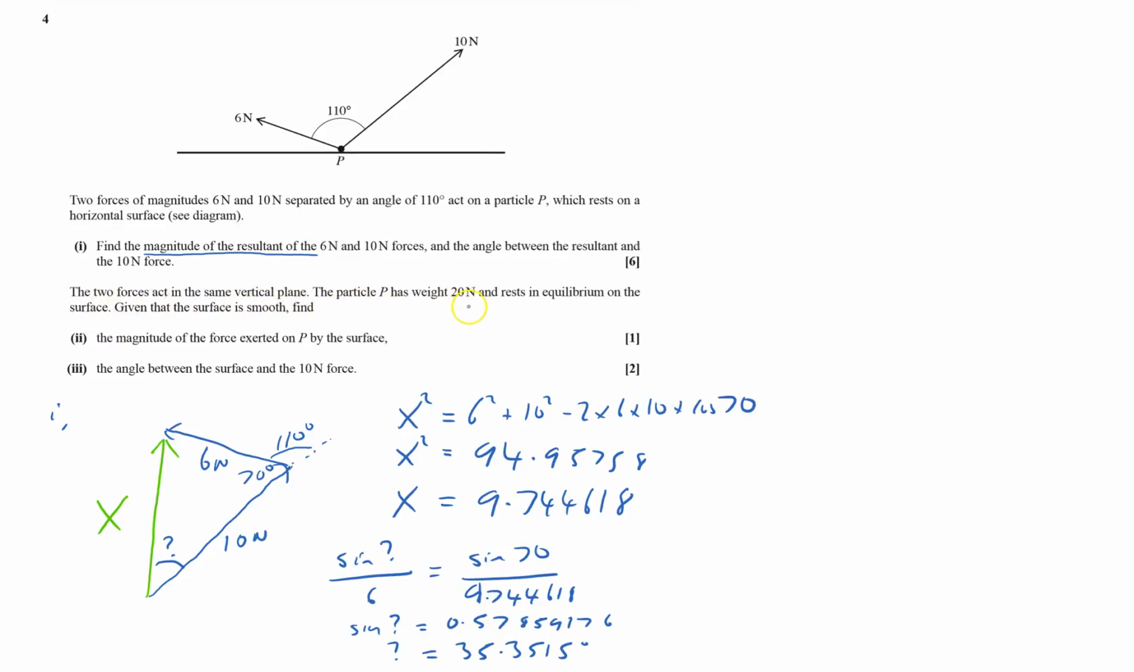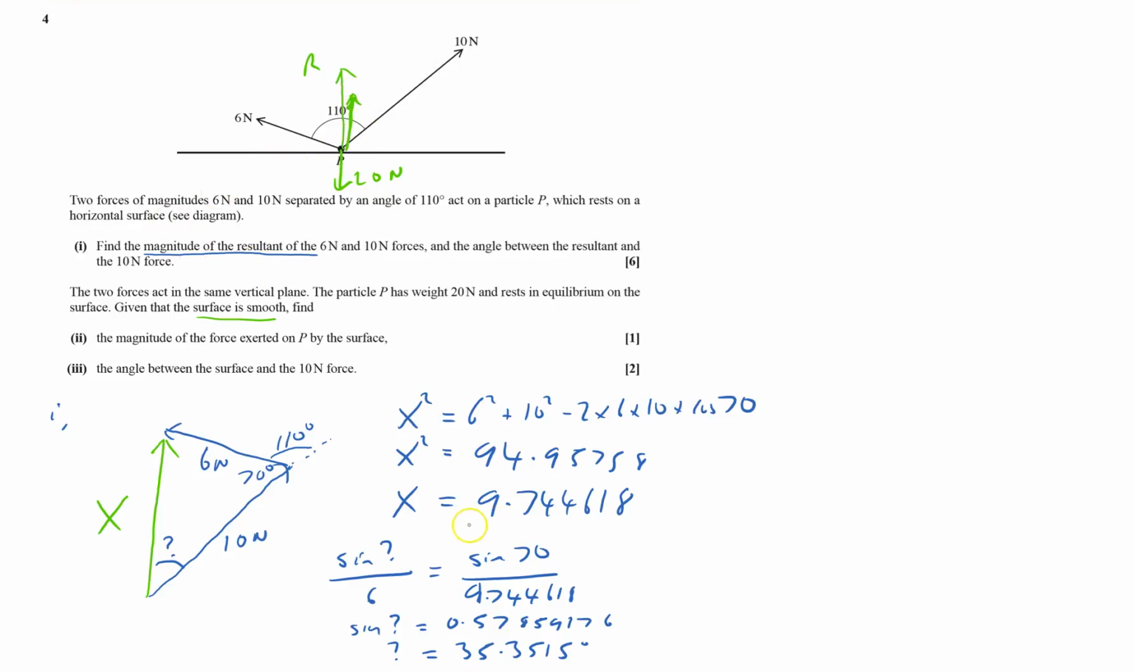The two forces act in the same vertical plane. Particle P has a weight of 20 newtons, so I'll put that on my diagram here. That's 20 newtons. And rests in equilibrium on the surface. Given that the surface is smooth, therefore there can be no horizontal component to this force, and that means that this bit R always goes straight up, but also the resultant of these two forces, I'll do it like that, but that's meant to be actually going straight up as well.